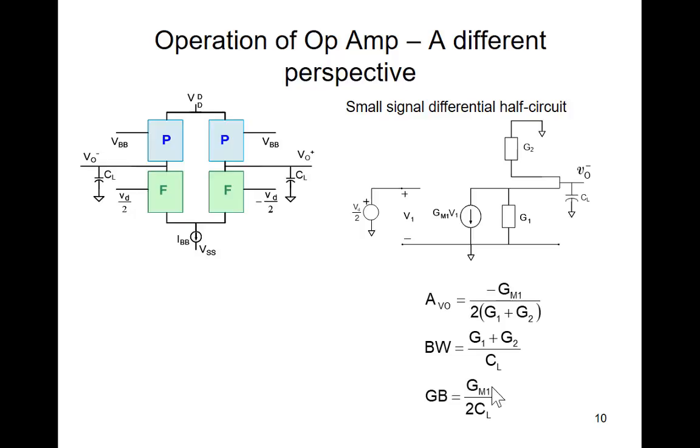And the analysis was real easy when we analyzed the circuit, because all we had to do was sum currents to this one node, and from that we were able to get the gain and the gain bandwidth product and the bandwidth, right?